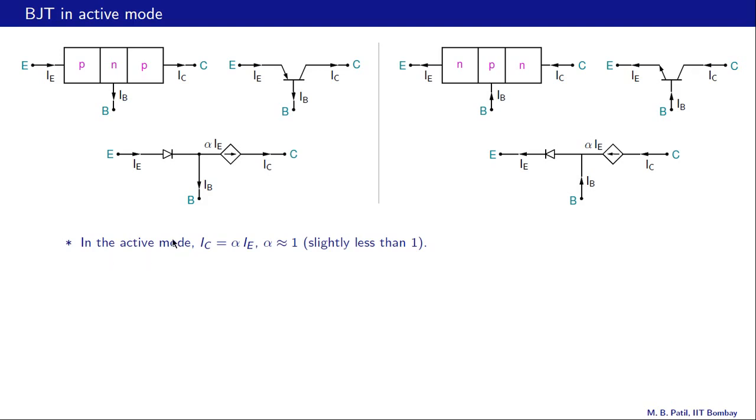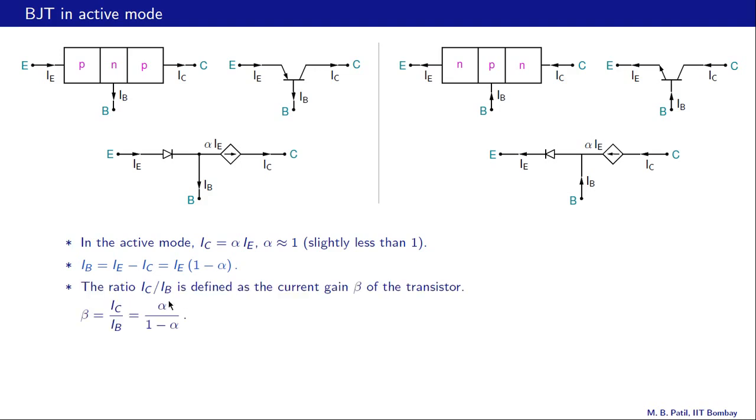In the active mode, which is what we have shown here, IC is alpha times IE, as we have already seen, and alpha is approximately 1, slightly less than 1. IB is IE minus IC, and since IC is alpha times IE, IB is IE times (1 minus alpha). And we have chosen these current directions so that this equation is valid for both the PNP and the NPN case without any change of sign.